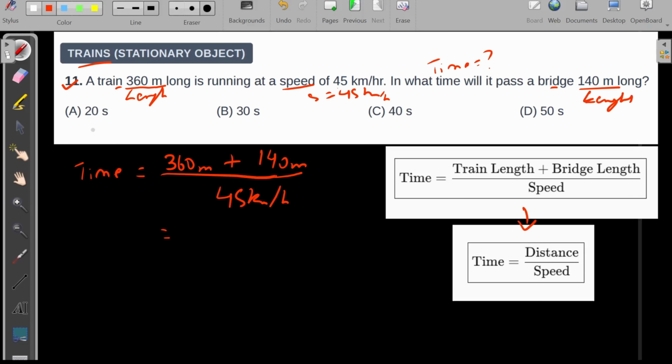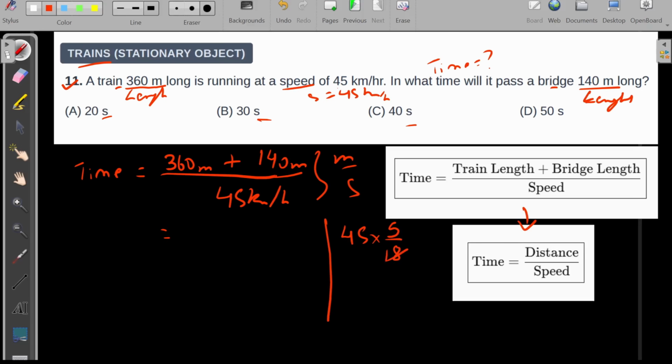In this case, if you look at our options, it is asking for the answer in seconds. So we need to change our speed from kilometers per hour to meters per second. So let's do that: 45 times 5 over 18. We already discussed where I got this fraction, 5 over 18.